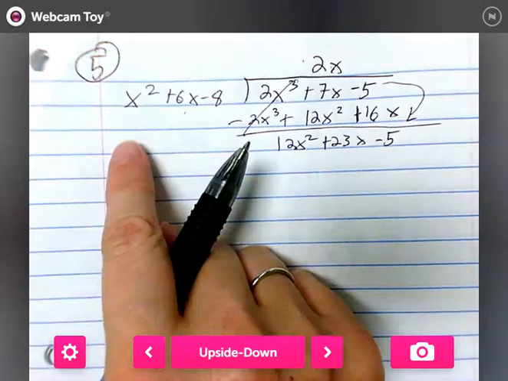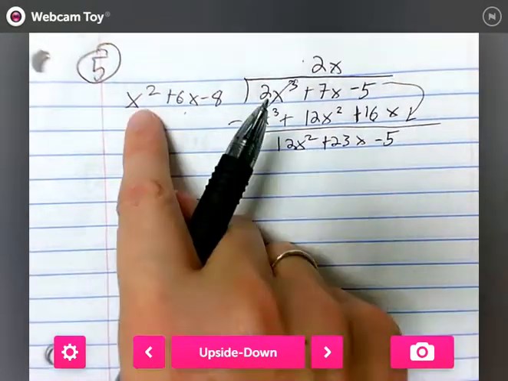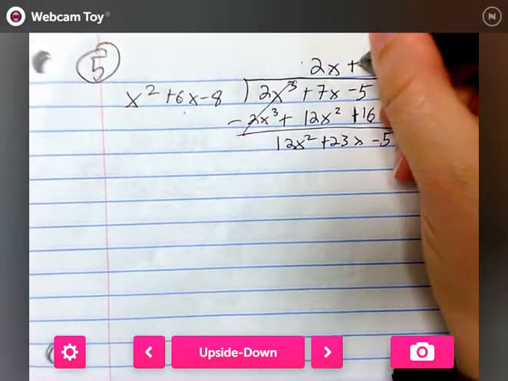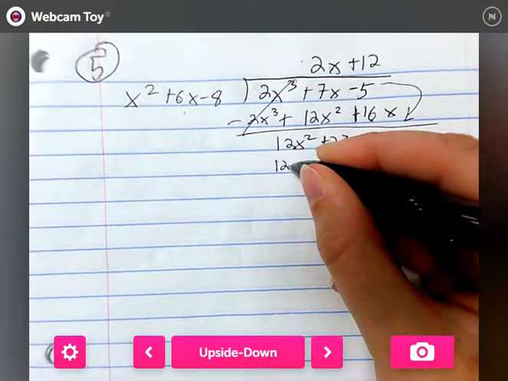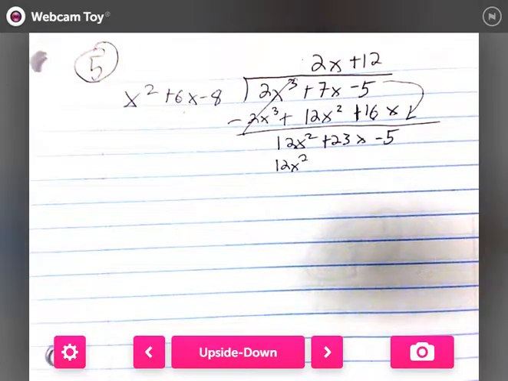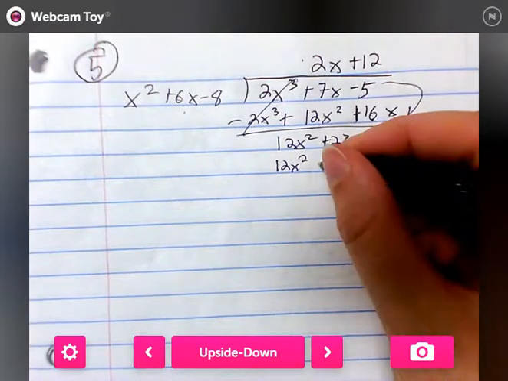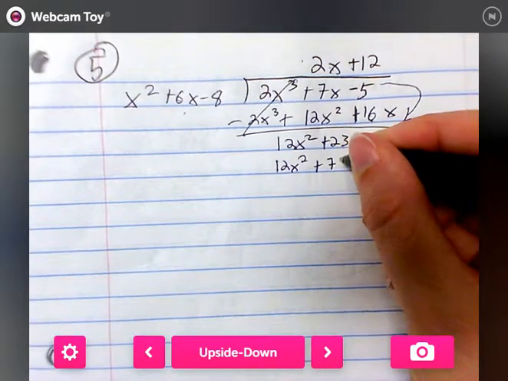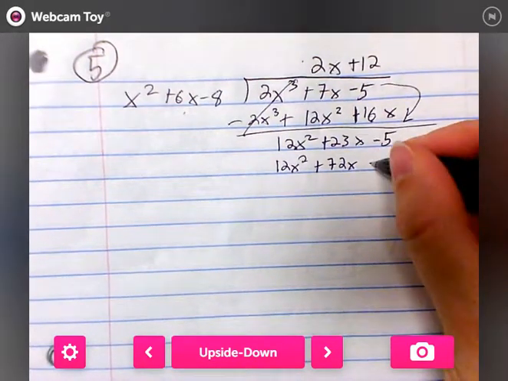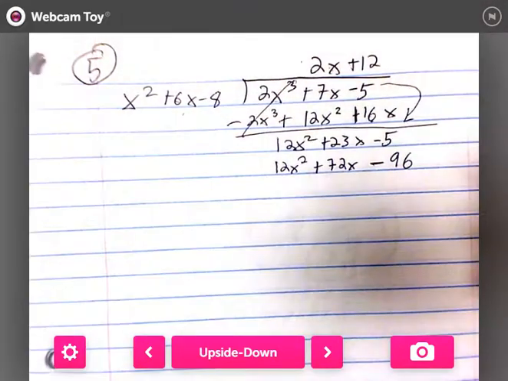Okay. What times x squared gives me 12x squared? 12. So I get 12x squared, and then make sure 12 times 6. What's 12 times 6, guys? 72. Okay. Plus 72x minus 12 times 8, which is 96. Now I'm going to change all the signs.